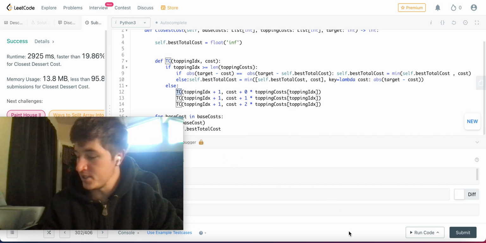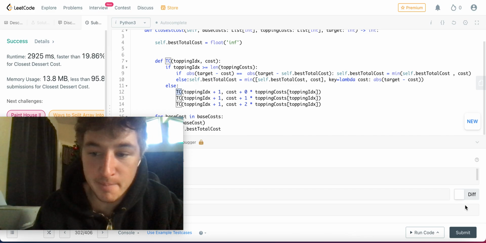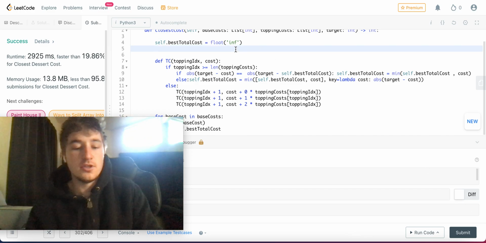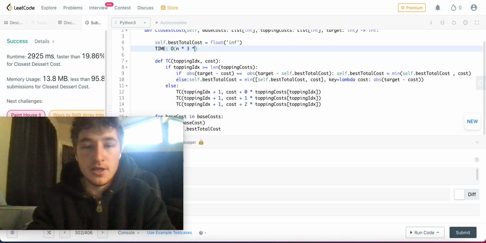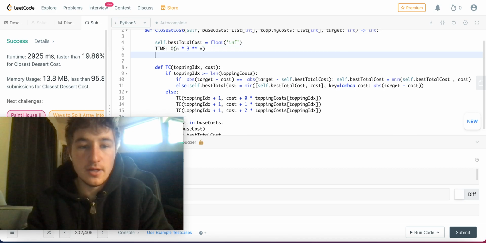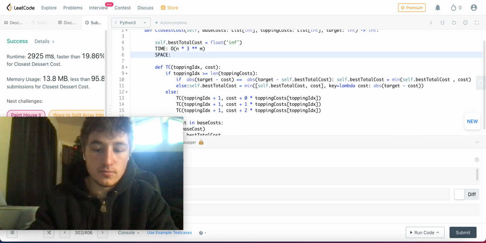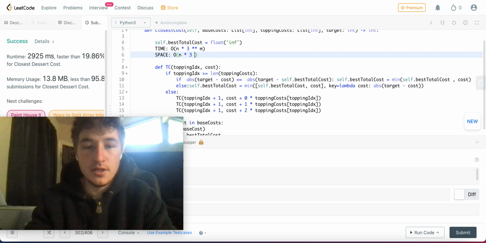So the runtime and the space are both n times 3 to the m. So just to put that here, the runtime is big O of n times 3 to the m, and space is O of n times 3 to the m.